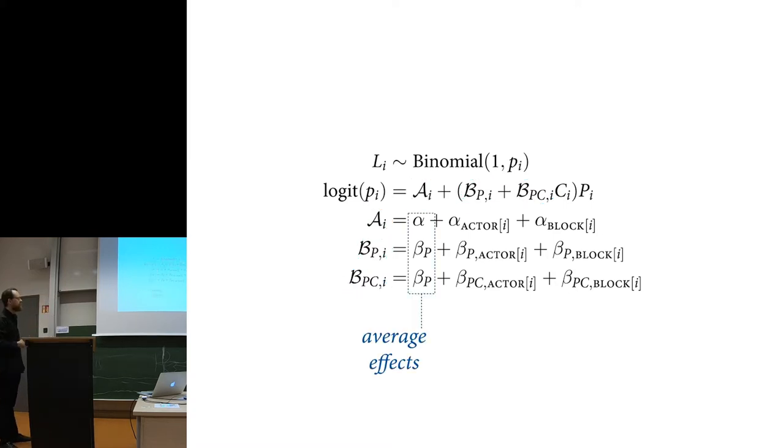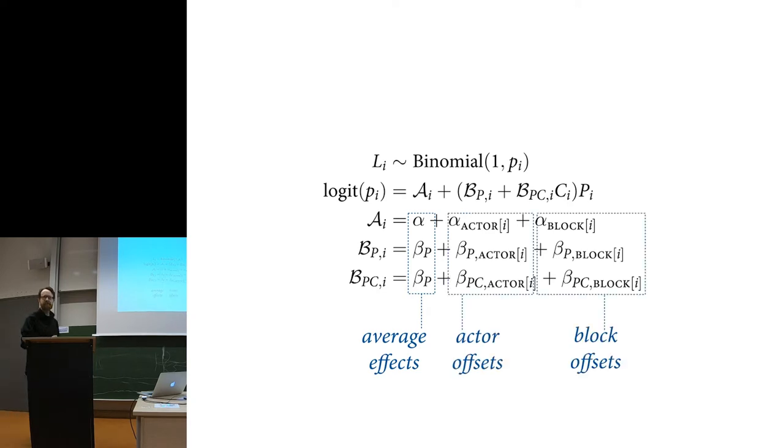So what you see is in all we have three average effects, three actor offsets, and three block offsets. But I think it's easier to think about it if you split the linear model apart like this. Yeah, does this help? Instead of putting all these symbols in one line, which would be a mess, I assert. Yeah, try it at home.